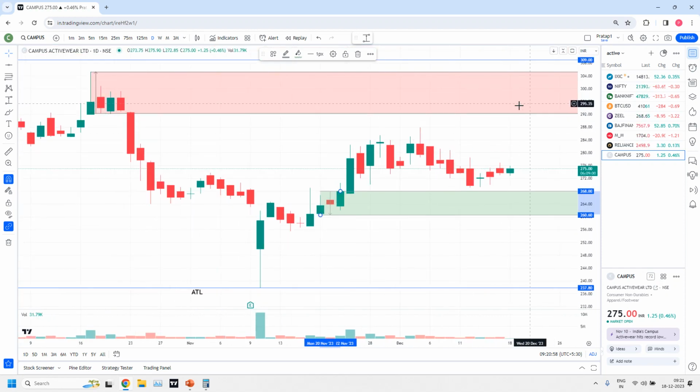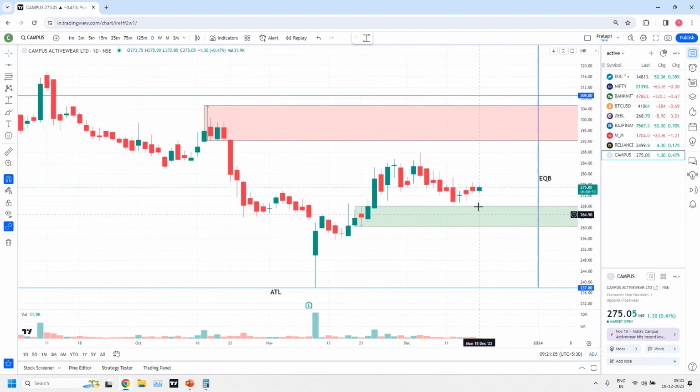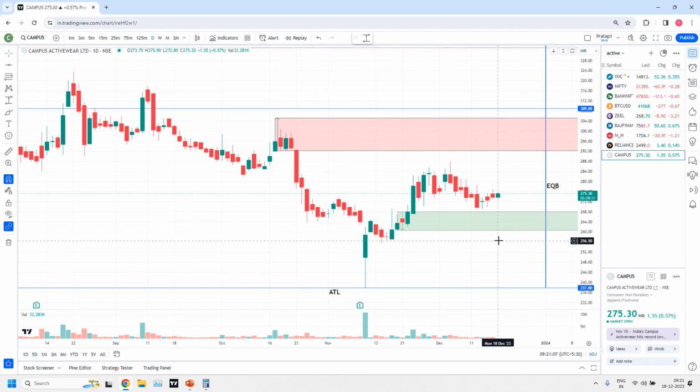So if prices enter into the supply zone, this is going to be the target, that way. Suppose if prices enter into this demand zone, can we go for a buying decision? No, you cannot take the buying decisions. Maybe it may work, maybe it doesn't work, that is a different story. But we cannot. Why we cannot?